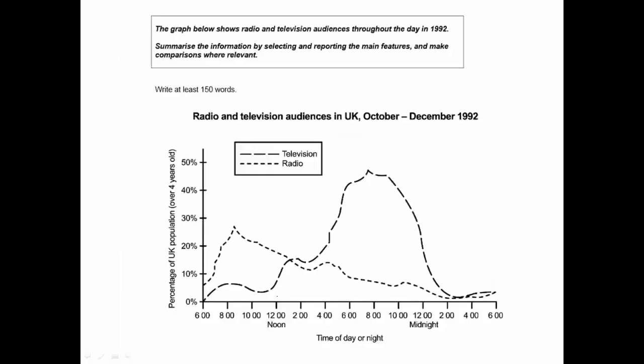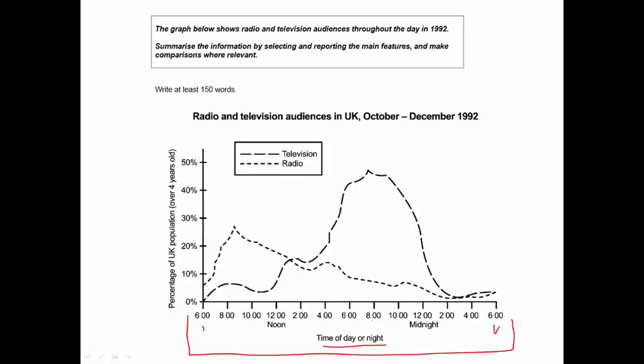So let's look at this graph. The first thing I notice about this graph is that it's over time. However, it is not years or months or weeks, it is just time of the day or night. So it is just a 24-hour period from 6 a.m. to the next 6 a.m. And there are only 2 things. There is television and there is radio.